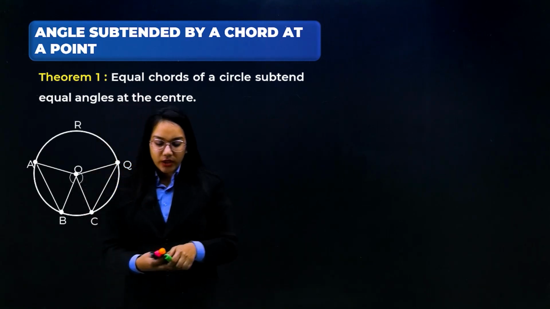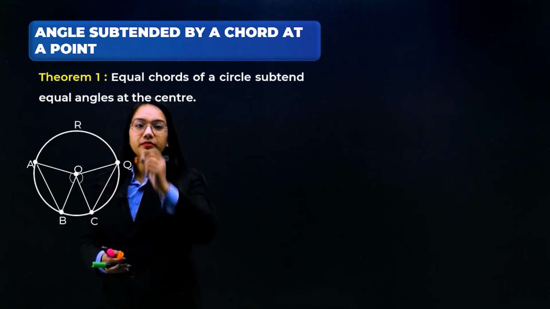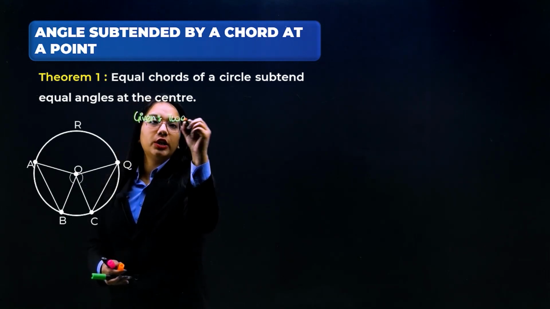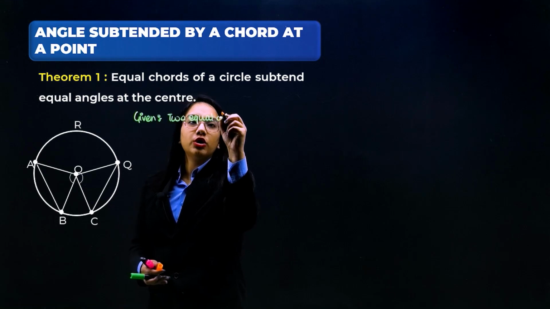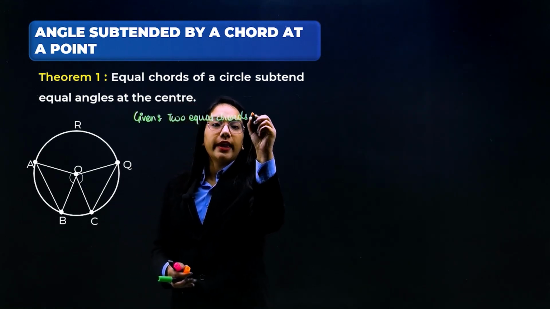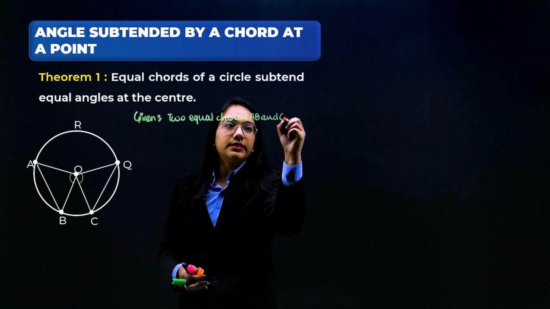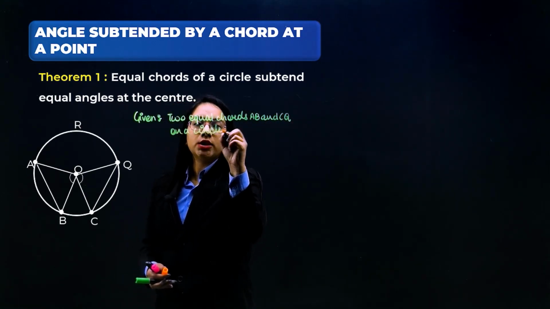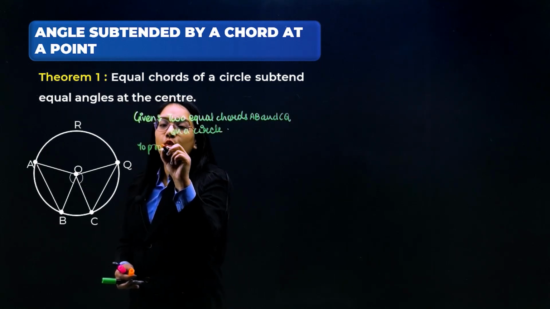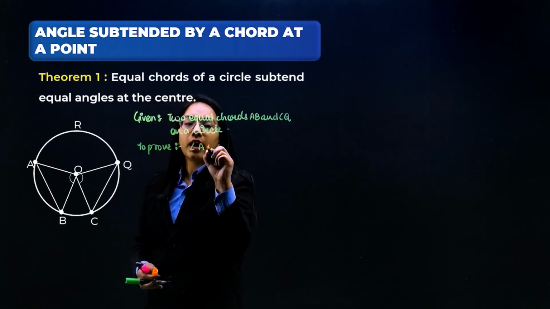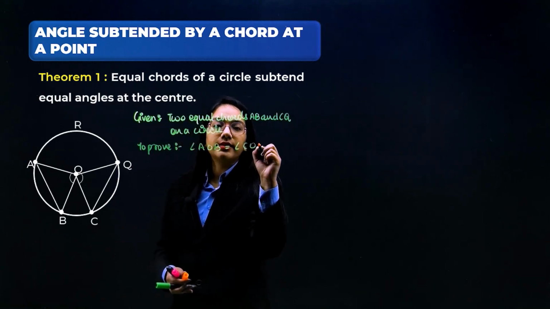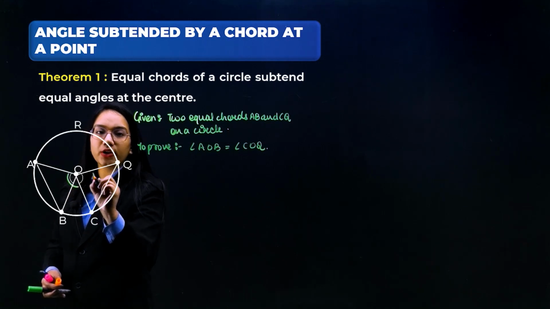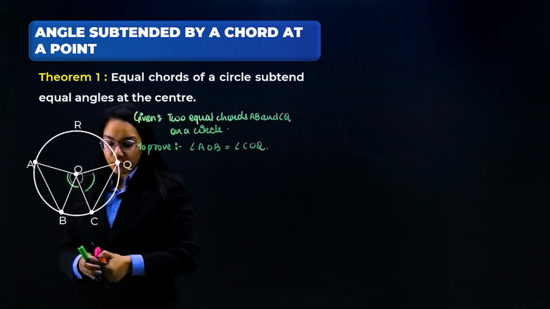So let's start with the given condition. First of all, we have 2 equal chords AB and CQ on a circle, and what do we have to prove over here? We have to prove that angle AOB is equal to angle COQ. We just need to prove that this angle and this angle are equal to each other.